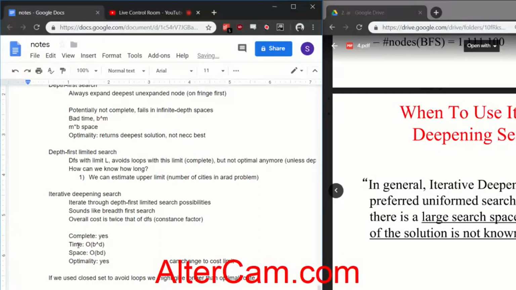The memory cost for uniform cost search in this case is linear in the number of states. So 20 times something in the case of our Romania problem. Not bad at all.